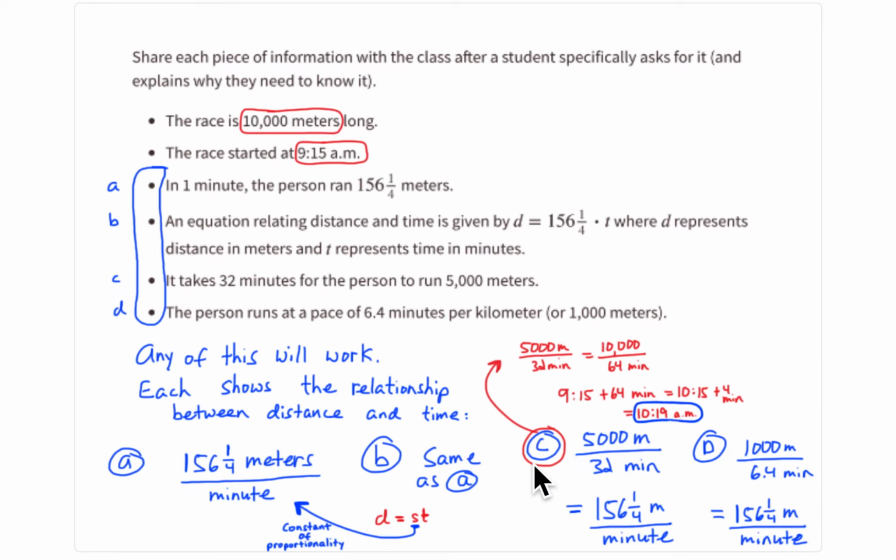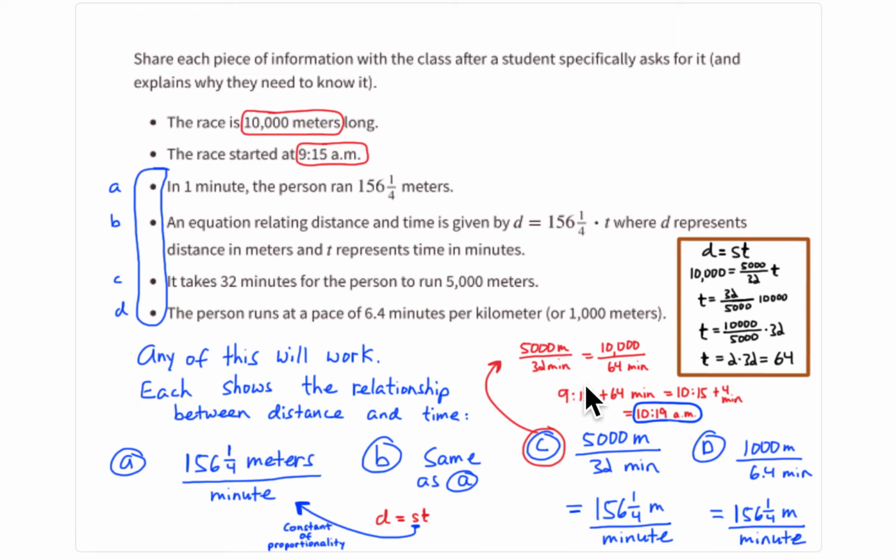And I think that C is probably the easiest one to use to solve the problem. If you're running 5,000 meters in 32 minutes, it's going to take twice as long to run twice the distance. And the distance of the race is 10,000 meters. So it's going to take 64 minutes. So 1 hour and 4 minutes. So if you add that 1 hour and 4 minutes to 9:15, you're going to finish at 10:15 plus 4 minutes equals 10:19 in the morning.